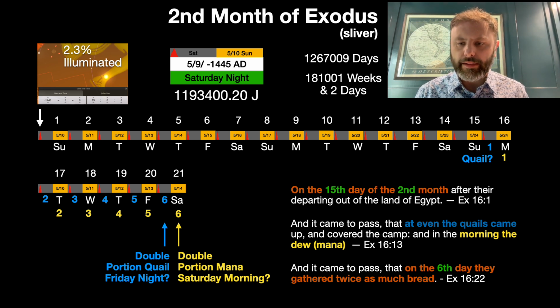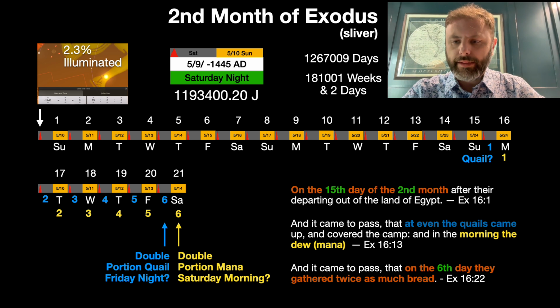But on the sliver calendar, the quail show up on a Sunday night, with Monday being the first day of getting manna. And so you have to ask, are they getting a double portion of manna on Saturday morning? That does not work.